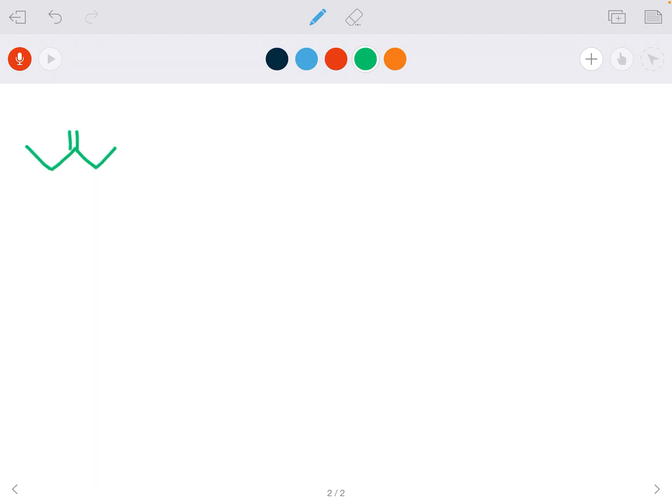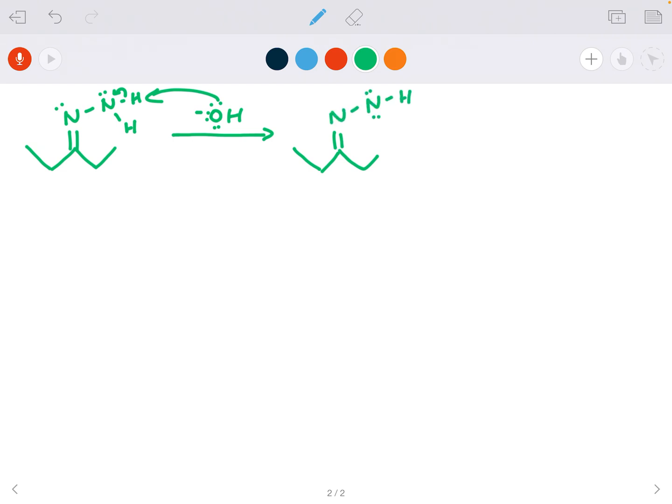Step 1 is going to involve a proton transfer. Like many of the reactions we've been going over recently, lots of proton transfers. It reacts with hydroxide, take away one of those hydrogens. So this leaves me with a negatively charged nitrogen.